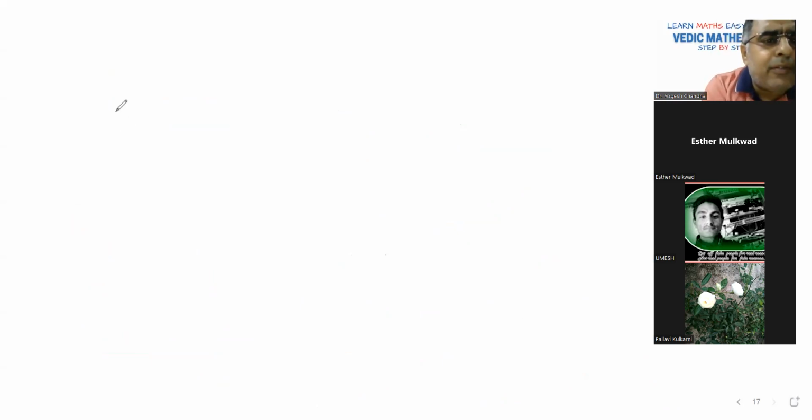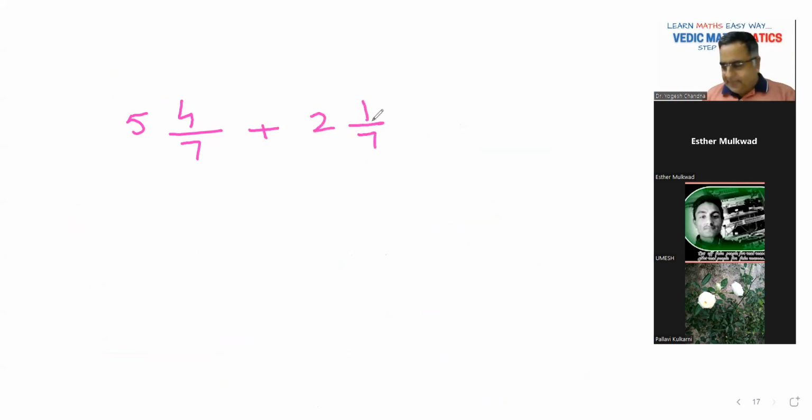Now see, I'll give you one mixed fraction also. 5, 4 by 7 plus 2, 1 by 7. So what is this? Mixed fraction. Yes. So how do you find it this way? The whole numbers we will add together, and afterwards we will add the fractions. So that means you can have 7 plus 5 by 7.